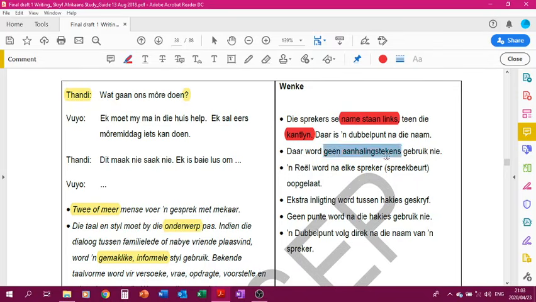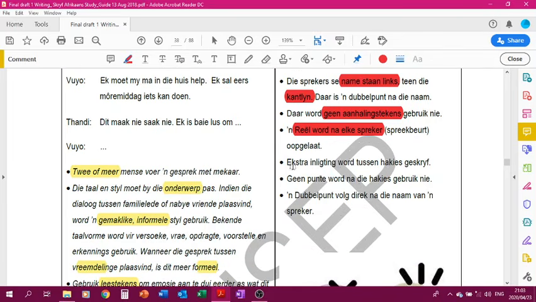Okay? Geen aanhalingstekens nie. Leave a line open after each person has spoken. Laat 'n reël oop na elke spreker se spreekbeurt. Ekstra inligting tussen hakkies. Geen punte na die woorde in die hakkies nie. So obviously the speaker's words will still have the hyphens and all the full stops and all of those things. But if you put any information in between brackets, there is no punctuation. 'n Dubbelpunt volg direk na die naam van die spreker. So colon directly after the name of the speaker. Goed, en dit is dan dialoog.